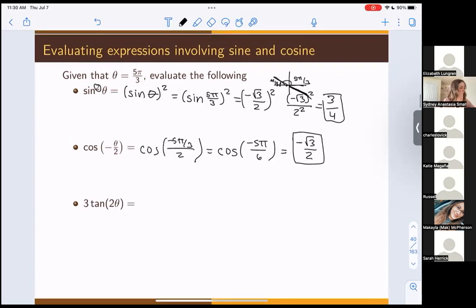Okay, now that that's straightened up, let's think of 3 times the tangent of 2 theta. All this is saying is I'm going to leave this 3 alone on the outside, and then I'm going to multiply it by whatever the tangent of 2 times 5 pi thirds is, which, just doing a little arithmetic, is the same as 3 times the tangent of 10 pi thirds. Here, it may be easiest to think of a reference angle, or if we want to make our lives a little simpler right now, we can just find a coterminal angle by subtracting multiples of 2 pi off.